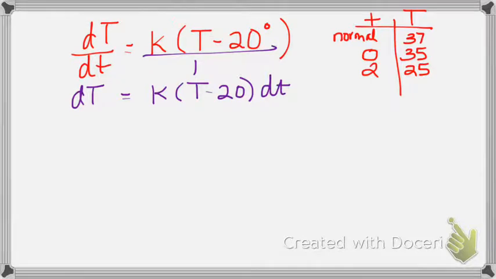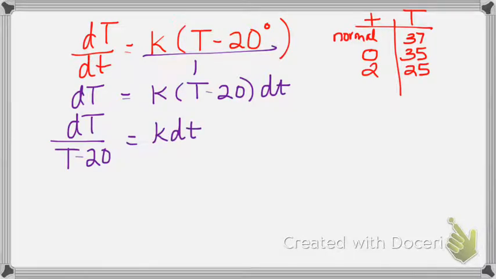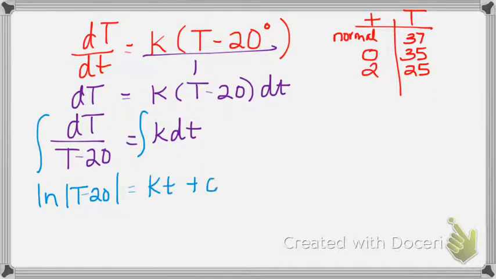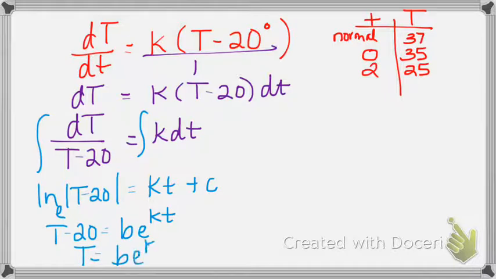So I want to divide by the T minus 20. Then I'm going to take the antiderivative on both sides. That will give me natural log of T minus 20 equals kt, don't forget your plus c. Rewrite it, don't forget your e right there, T minus 20 equals e to that power, so e to the kt plus c. I'll go ahead and put that b in there because we know that that's important. And then we're going to add 20. So there's the first part of the equation. That's sort of the temperature equation.